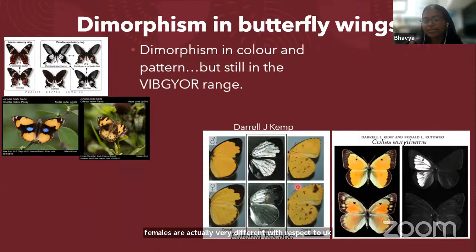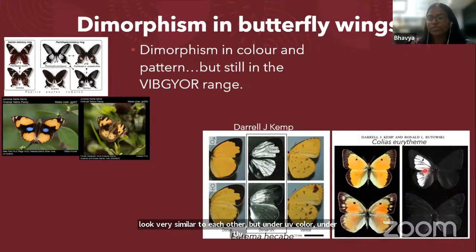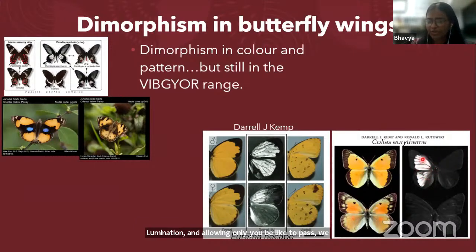And their ventral side also is the same. But again, over here in this Coleus butterfly, we can see that under normal visible light, that is if you normally take a camera and photograph these butterflies, they look very similar to each other. But under UV illumination, allowing only UV light to pass, we see that the males have a very bright UV patch on their dorsal wings, but the females don't have it.